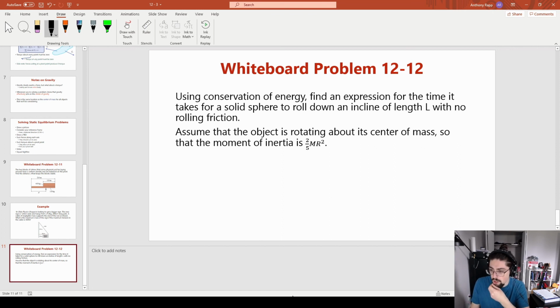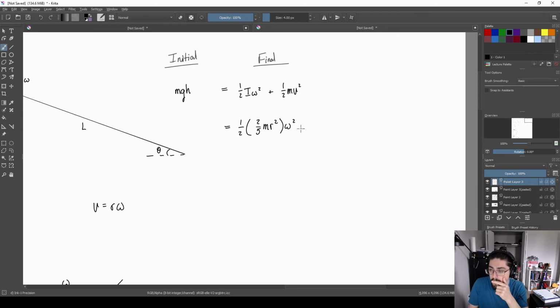Find an expression for the time it takes for a solid sphere. Okay, so I think I would probably like to deal with velocity, right? I would say length divided by... Did I do this right in the first place? Did I do some weird things here? Let me see if we actually even need theta. Let's take a look for a second here.